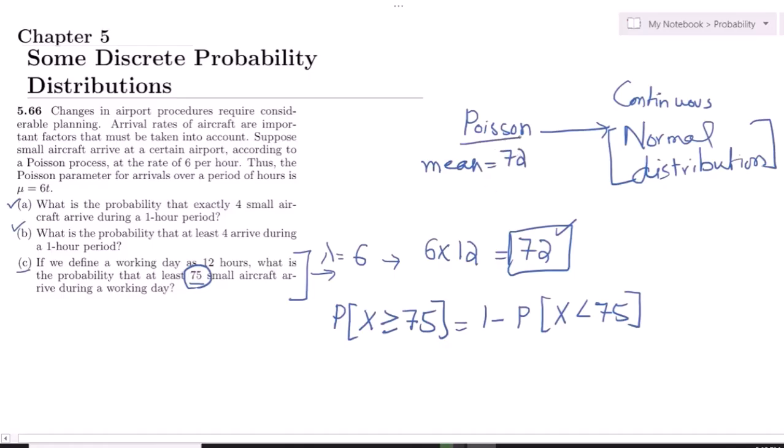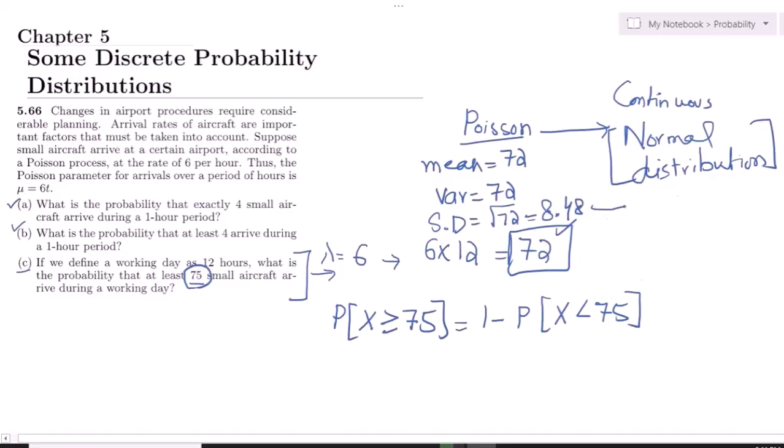As in the Poisson distribution the mean and variance are the same, the variance is also 72. In order to find the standard deviation, it is the square root of 72, and when we find it, it would be 8.48. So these are what we have.